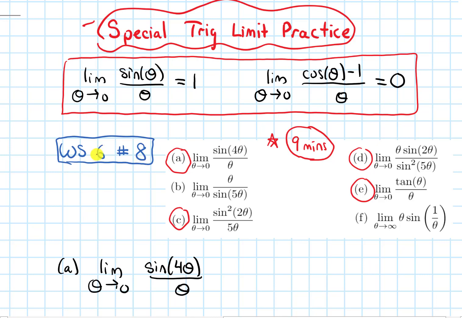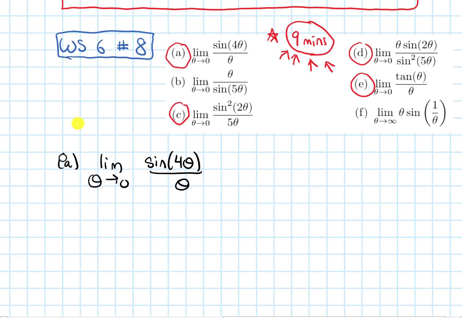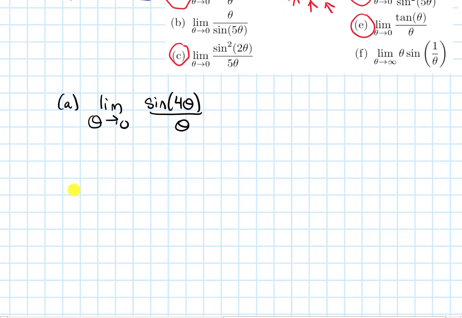So I want to look at, from worksheet 6, problem number 8, and have you try parts A, C, D, and E for about 9 minutes. If you get done with these in 9 minutes, then I want you to also try B and F. And there's actually a couple more parts to the problem, so try those if you get done in the 9 minutes. But pause the video now in 4, 3, 2, 1, pause it, and try these 4 for about 9 minutes. Alrighty, so hopefully you did that. Hopefully you paused it for about 9 minutes to try these.